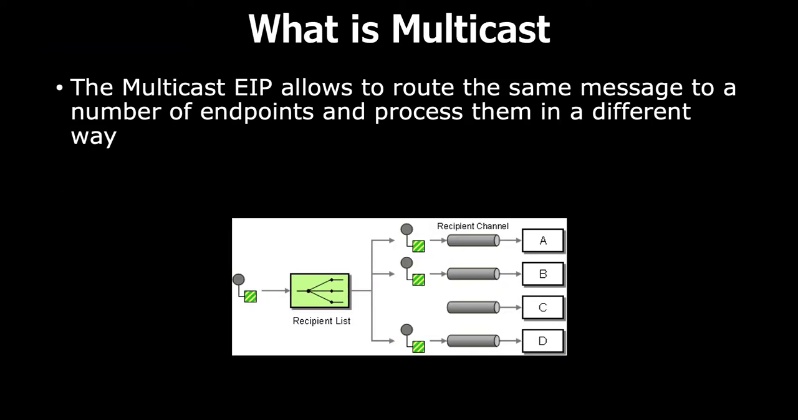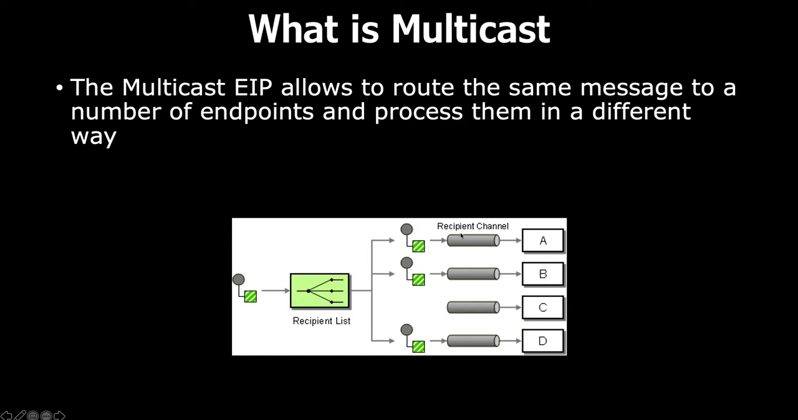All right, so let's first try to understand what is multicast and what could be the real life scenario where you can implement this EIP. The multicast EIP allows you to route the same message to a number of endpoints and process them in a different way. So what we are saying here is that you have an incoming message, but you have a multiple recipient list, i.e. these different endpoints, and you are sending a copy of this message to these endpoints.